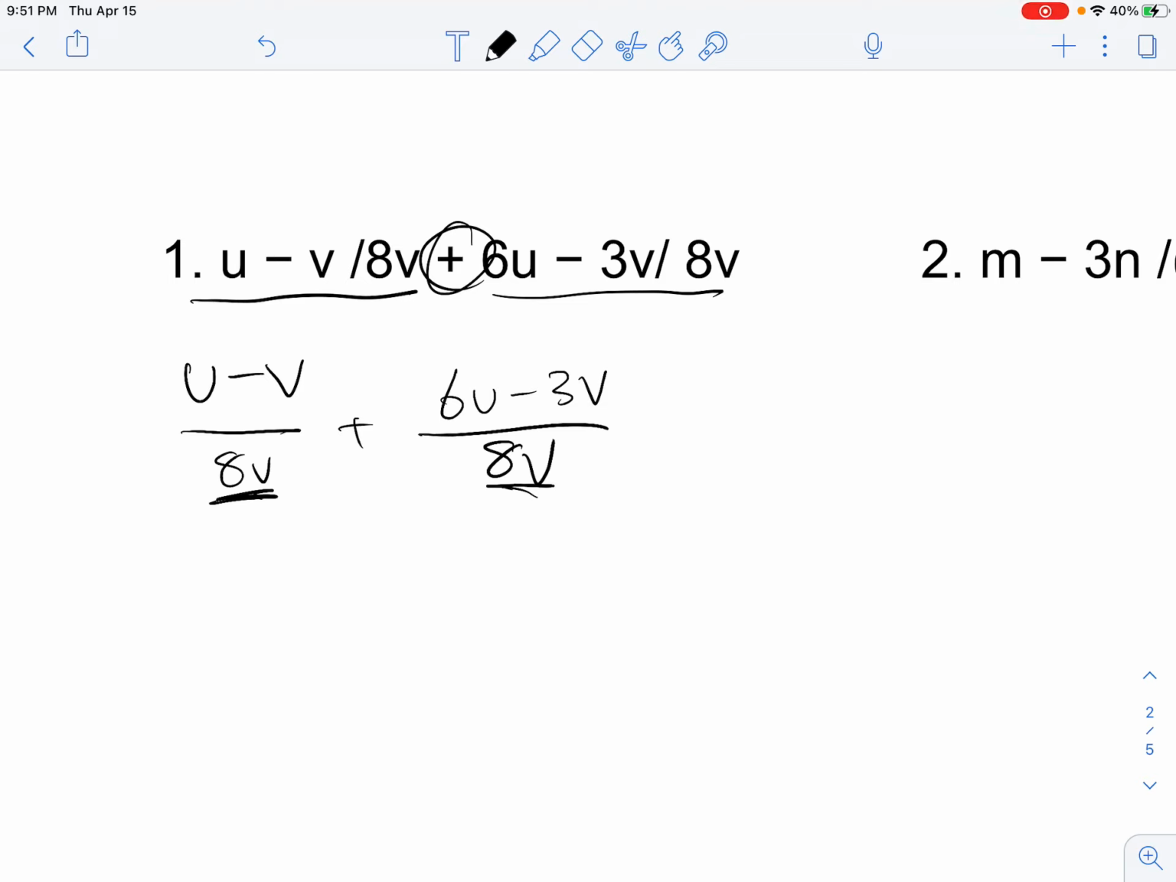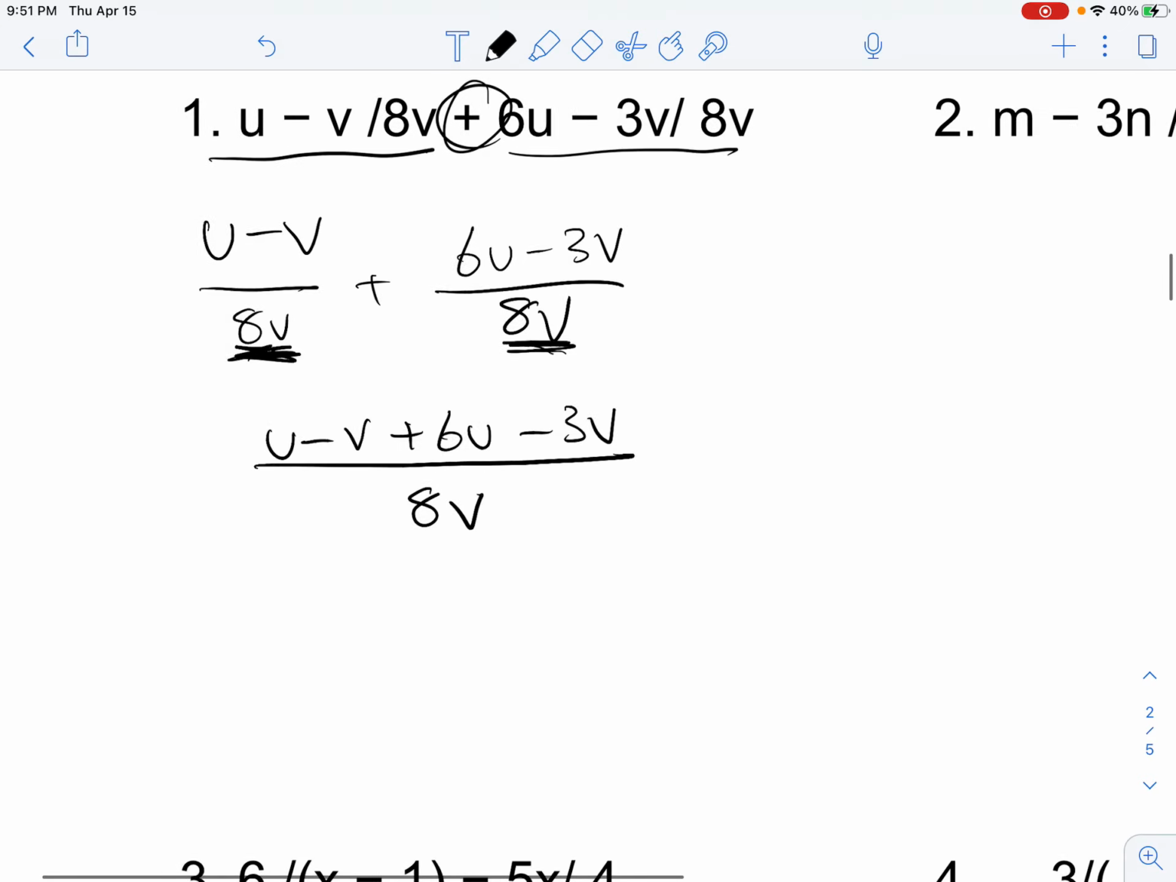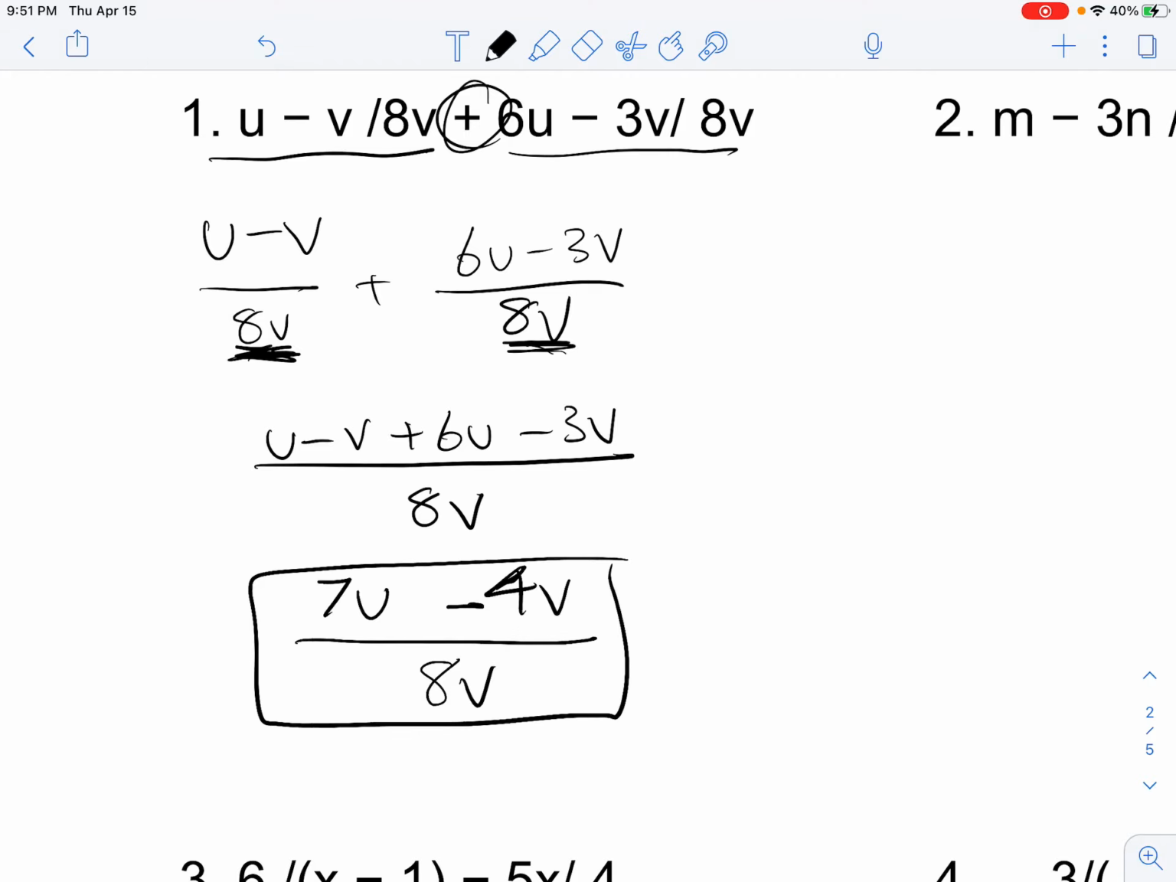If it's not, then we have to find the least common denominator, the lesson that we learned last week. With that knowledge, we can find the common denominator, and then we can add the two terms. In this case, we already have the same denominator, so we can just add them together. They're all over 8v: u minus v plus 6u minus 3v. Negative v minus 3v is negative 4v, and 6u plus u is just 7u. All over 8v, and that's our answer.